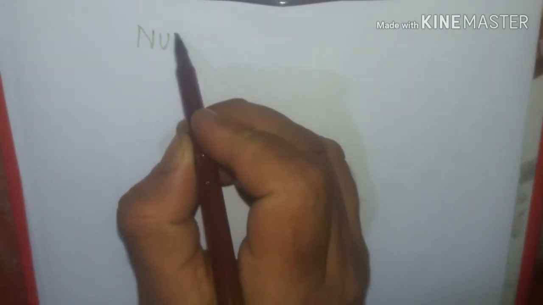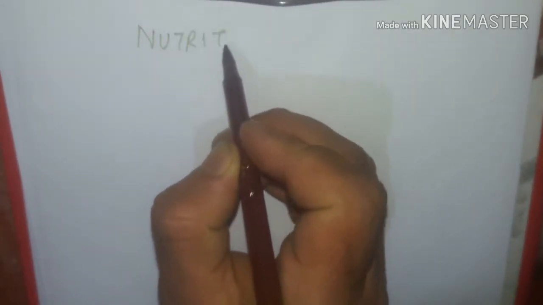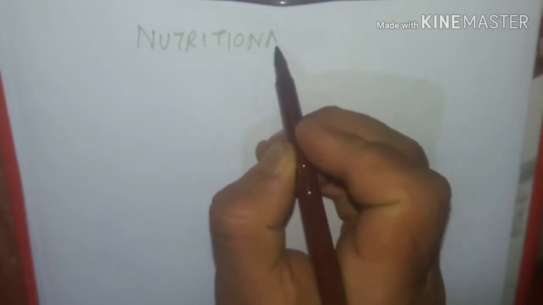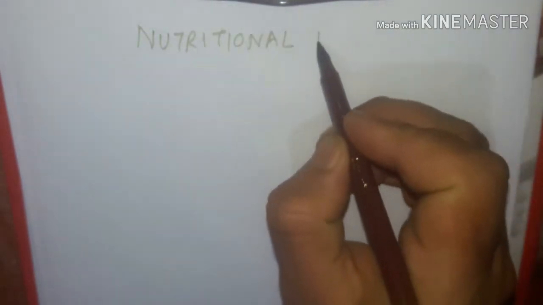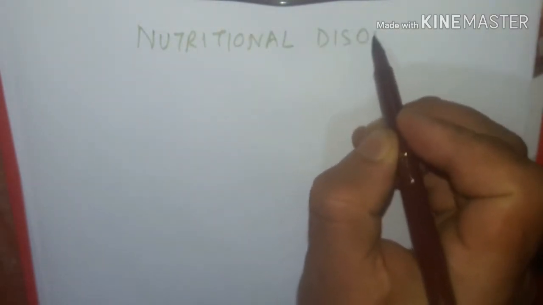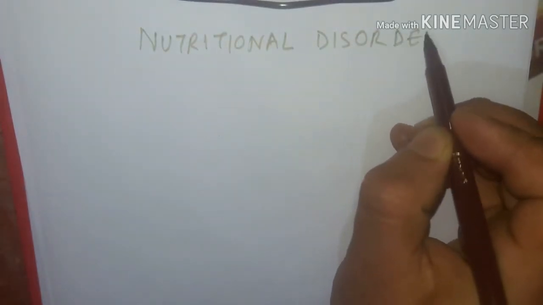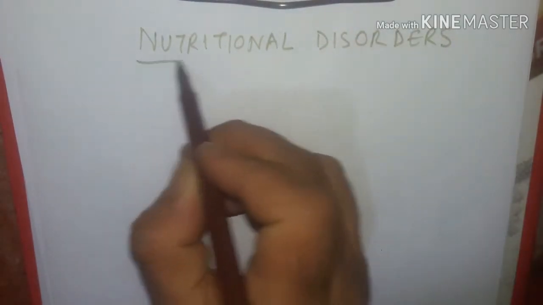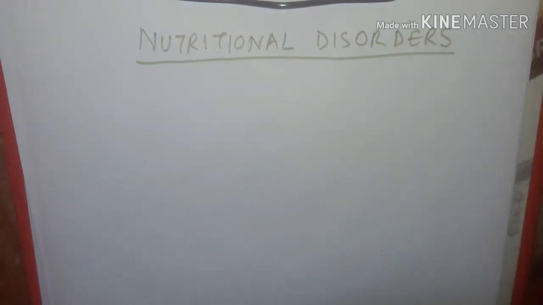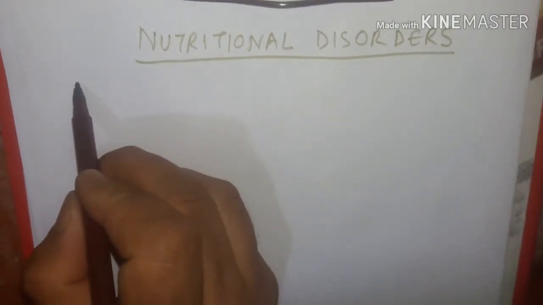Today we have an important topic, and that is nutritional disorders. These are disorders which are caused due to overintake or deficiency of nutrition. So basically they are deficiency disorders of nutrition, that is carbohydrate, protein, fat, vitamin, mineral, and water.